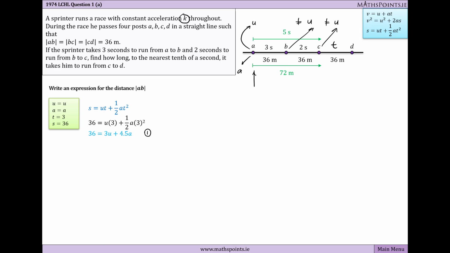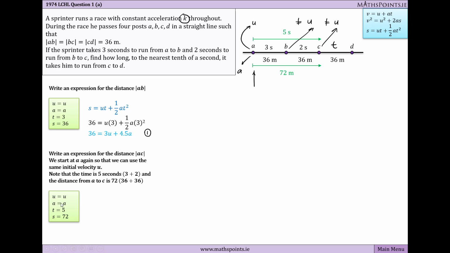So we're going to take the section of the journey from A to C, which took 5 seconds and is a total distance of 72 meters. Again, we can keep U as U and A as A, the variables we're trying to solve for. Subbing into the formula, we get 72 equals U times 5 plus a half A times 5 squared, and tidying that up we have 5U plus 12.5A equals 72, and I'm going to call that equation 2.